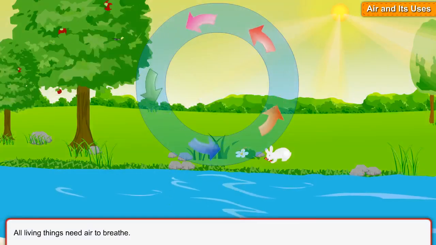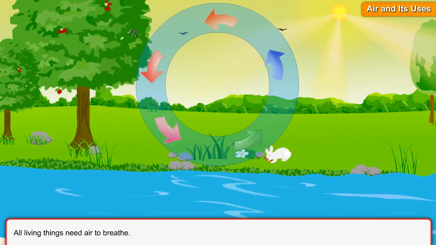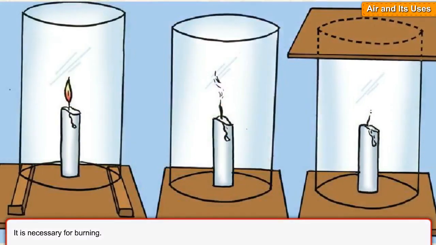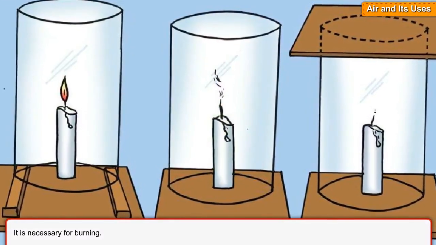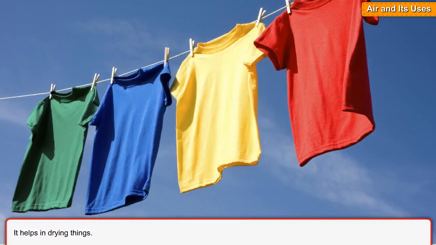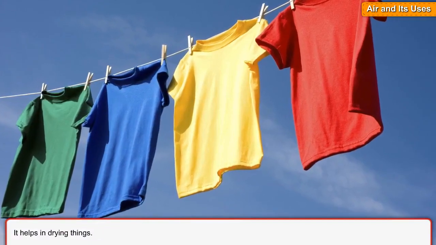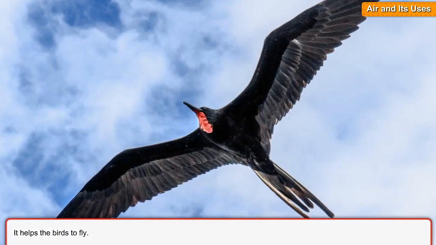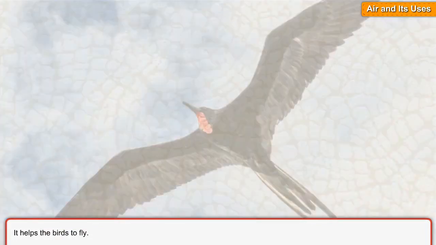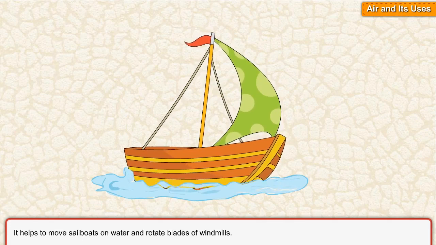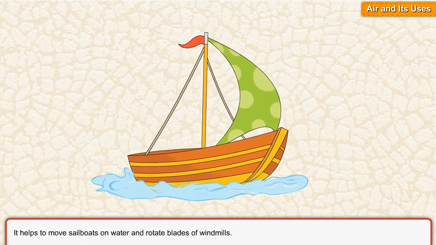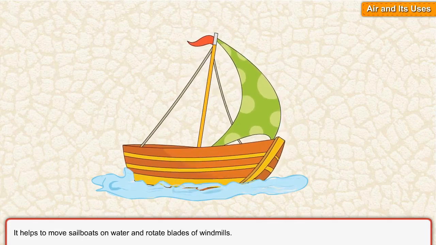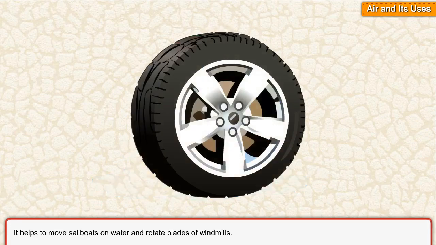All living things need air to breathe. It is necessary for burning. It helps in drying things. It helps the birds to fly. It helps to move sailboats on water and rotate blades of windmills. Air is used in inflating the tires of vehicles.